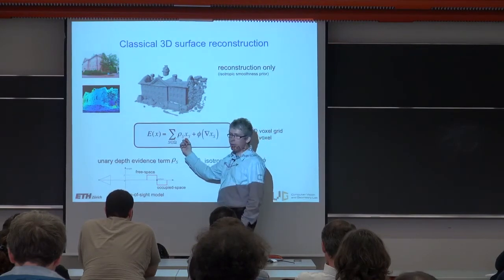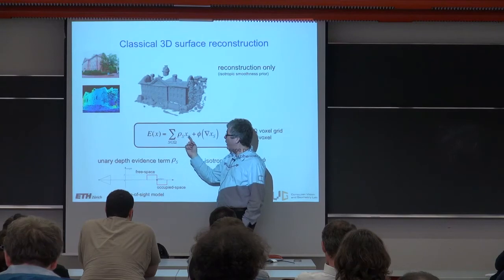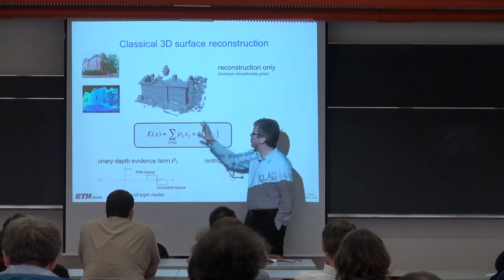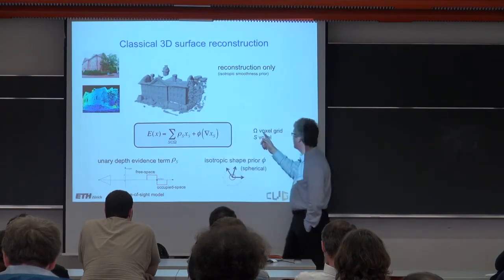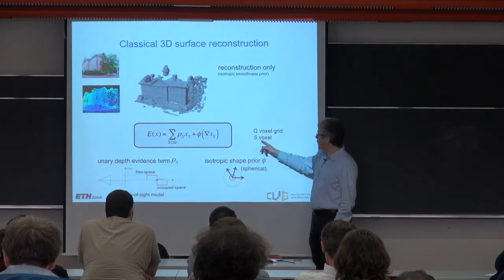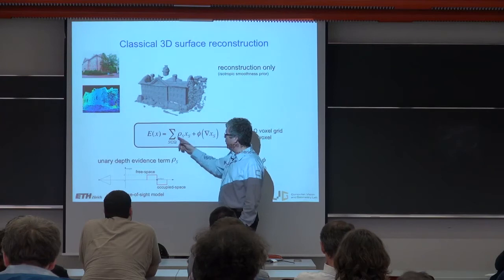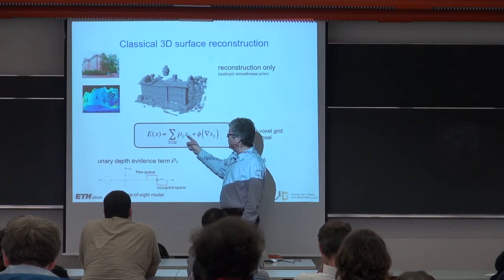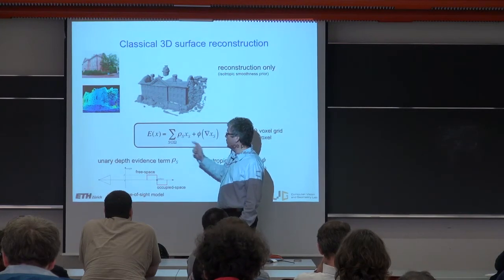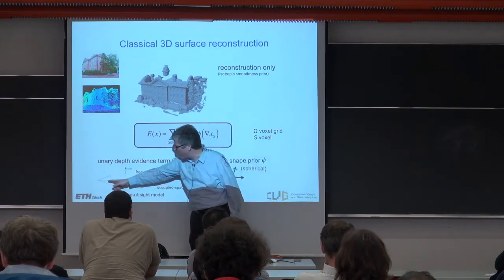The one term is the data term in this case. Here we have an indicator variable that tells us, on the volume, that omega is a voxel grid. S stands for each voxel in that voxel grid. For each voxel, we have a term, and this is the indicator variable. If it's 1, the voxel is occupied. If it's 0, it's empty. And this term comes from our data, from our evidence. And it comes from it as follows.